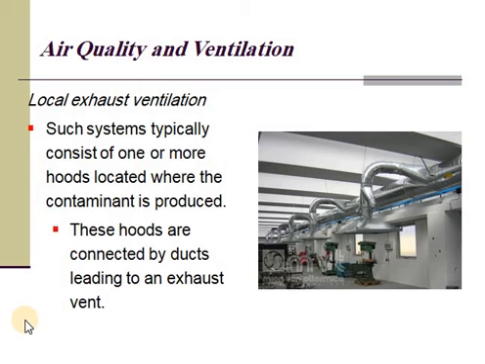As for the local exhaust ventilation, this system consists of several hoods. The hood is located where the contaminant material is being produced. It's similar to the one that we see in the kitchen above the oven to suck all the fumes and smells. This is the industrial one. It's found to get the fumes that are emitted by the industrial processes. Now, these hoods are connected by ducts leading to an exhaust vent.